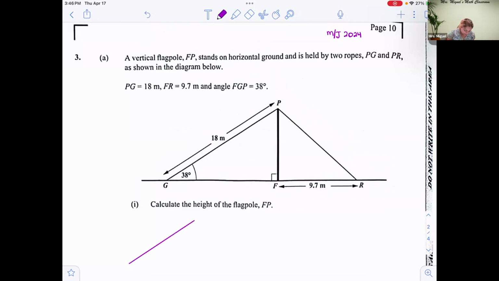The first thing we're going to do is calculate the height of the flagpole. So just to make life simple, I'm going to redraw the triangle. I am going to identify my right angle. I'm going to label here P, here F, here G. This is 38 degrees, and here is 18 meters. I have two sides. I have the longest side, which is called the hypotenuse, and I have the opposite side. So in your diagram, I would like you to label the opposite side, which is opposite the angle, and the hypotenuse, which is opposite the right angle.